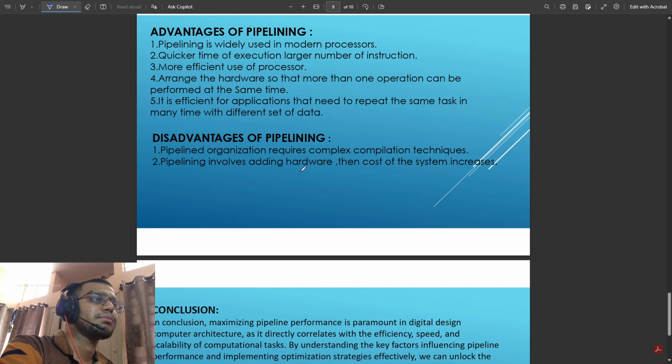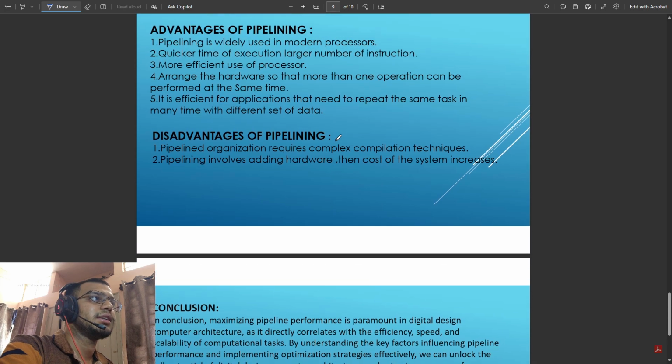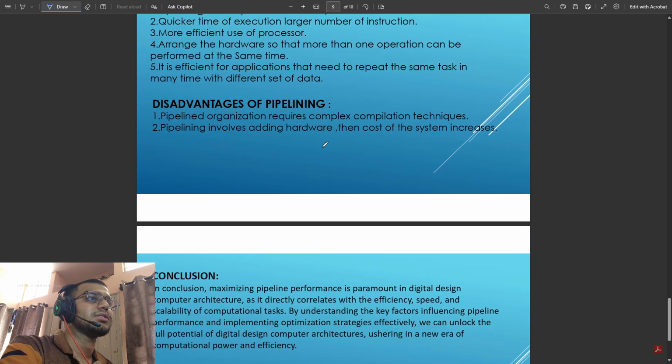Let's take the example of the iPhone that I explained. When a new processor comes, the price of the iPhone increases. Here it is also the same: when we add hardware to the system, the cost increases because new features are added, and that's why the price increases.